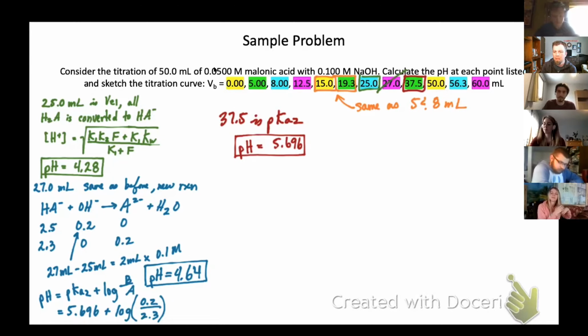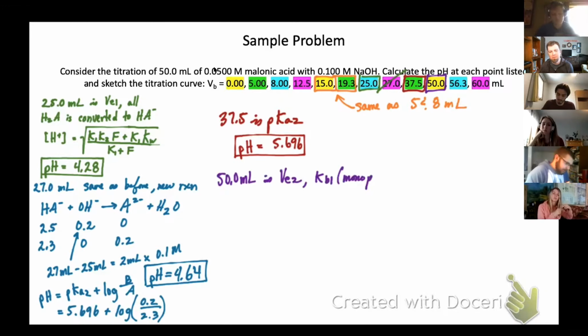Okay. How about 50 milliliters? So for 50 milliliters, since it's the second equivalence point, that means that we can essentially assume that all that is left is A2 minus, and based off of that, we are able to do the same thing that we did with the first one, and treat it as if it's a monoprotic system.